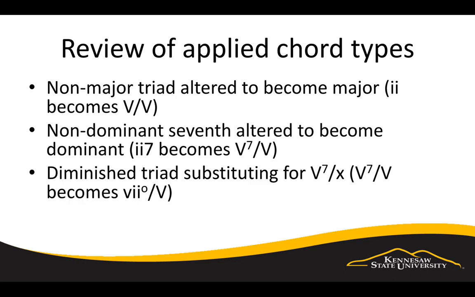A third type is a diminished triad substituting for 5/7 of something. So now in this case, if I have my 5/7 of 5 in C major, it will be D, F sharp, A, C. We get rid of the root and all we have is F sharp, A, and C. That would be this kind of applied chord.